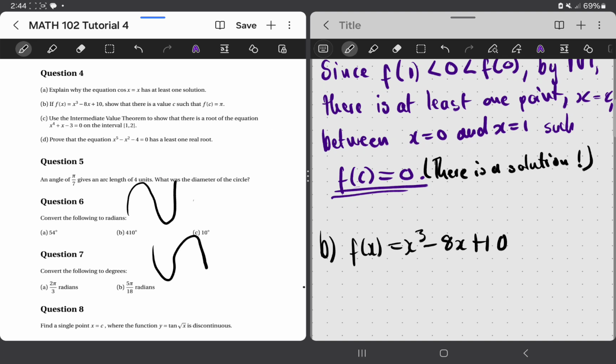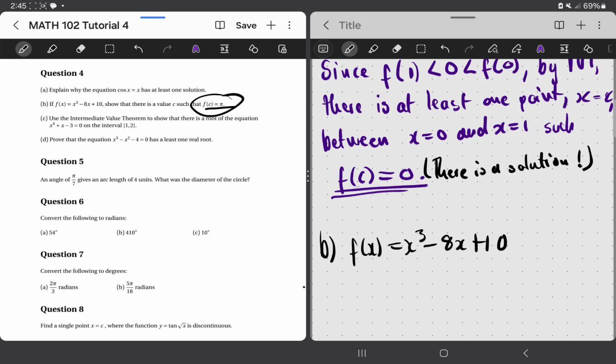So now, if we say that there's going to be a value where f of c is equal to pi, that means somewhere there is a value where f of that value is greater than pi. Then we have another value where f of that value is less than pi. Then we know that in between there is a value f of c which is equal to pi. That's how it works, right? So this is what it is. We can go ahead and prove that now.